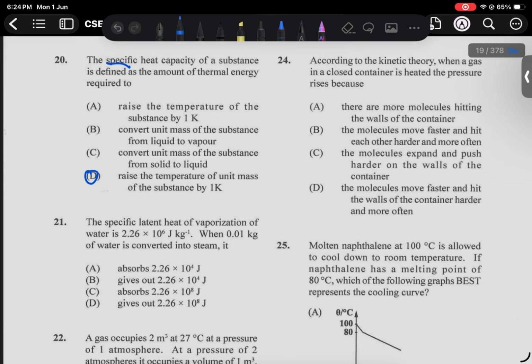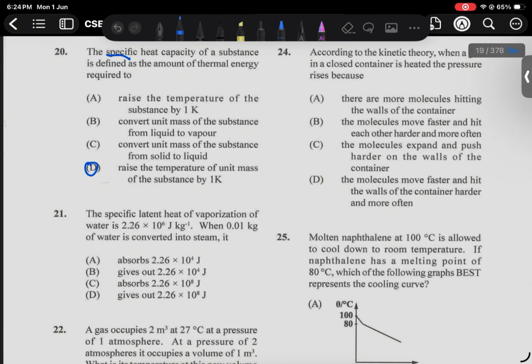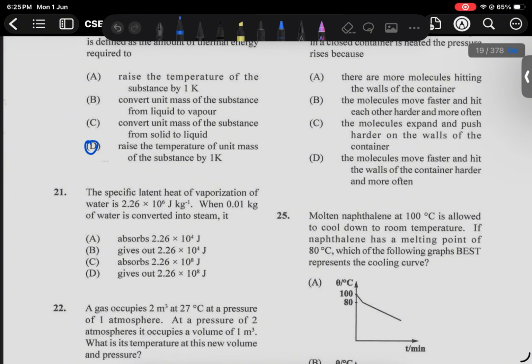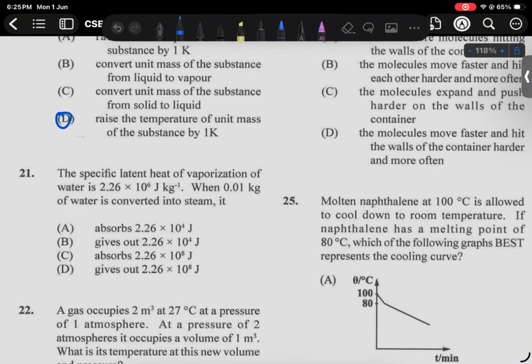Specific latent heat of vaporization of water is 2.26 multiplied by 10 to the 6 joules per kilogram. When 0.01 kilograms of water is converted into steam, so we're moving from liquid to steam, they're both at 100 degrees. You would need to absorb energy in order to change. So 2.26, which is the vaporization, multiplied by the mass. And this is the same thing as 10 to the negative 2. So when you multiply those, you get that it absorbs 2.26.